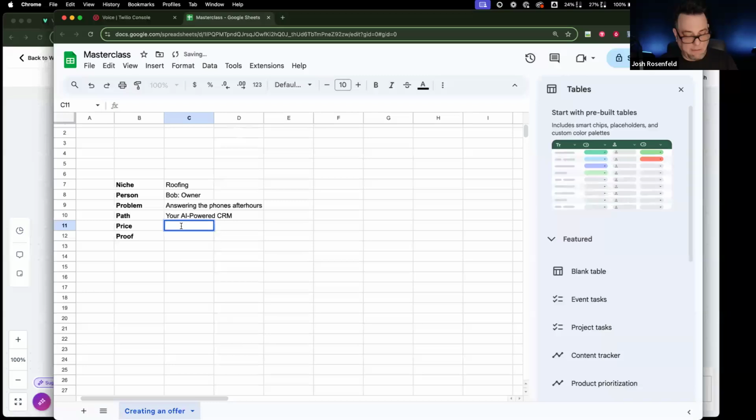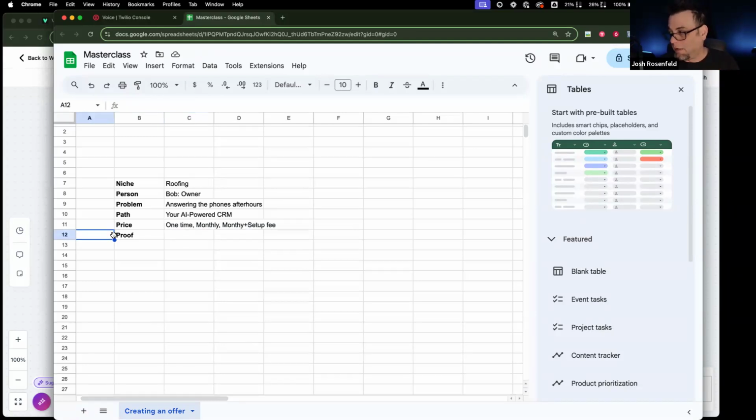The price can be, we talked about this, one time, it could be monthly, and it could be monthly plus setup. We'll talk about different price points for that I've gotten out there and seen all over the place. Proof. So this is the one thing that's going to be hard to get when you're just starting out. How do you prove that they should work with you?